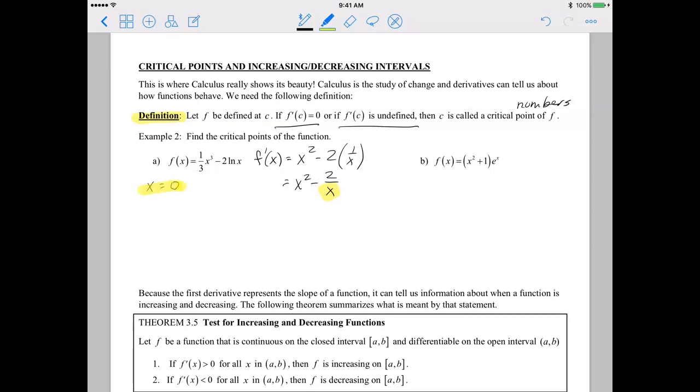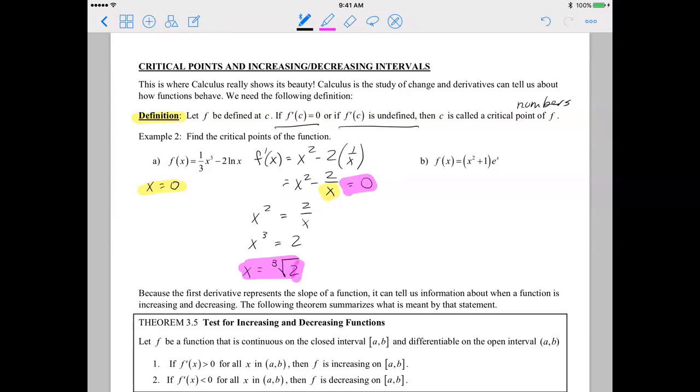I'm going to highlight it in yellow so that you know it came from the fact that the derivative was undefined at that point. Okay, the next thing we want to do is set this equal to 0 and go ahead and solve for x. So if I move over the 2 over x term and then multiply both sides by x, I get x cubed equals 2. To get x by itself, I'm just going to take the cube root of both sides. So x is going to equal the cube root of 2, and that's going to be my other critical point. And that critical point came from the fact that the derivative was equal to 0.